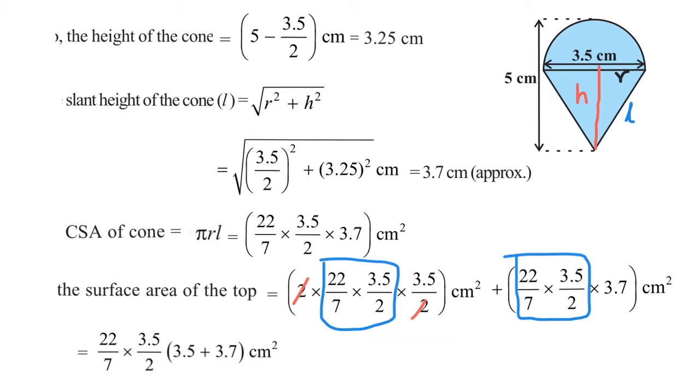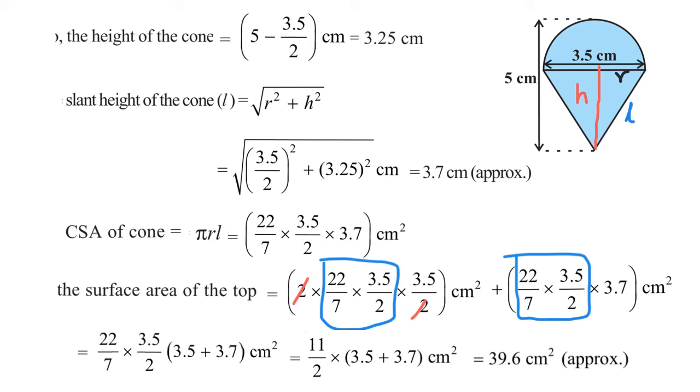Now when you simplify this, what do you get? You get 11 over 2 times 3.5 plus 3.7. Simplify that further and the answer is 39.6 centimeters square. So the area of the toy is 39.6 centimeters square.